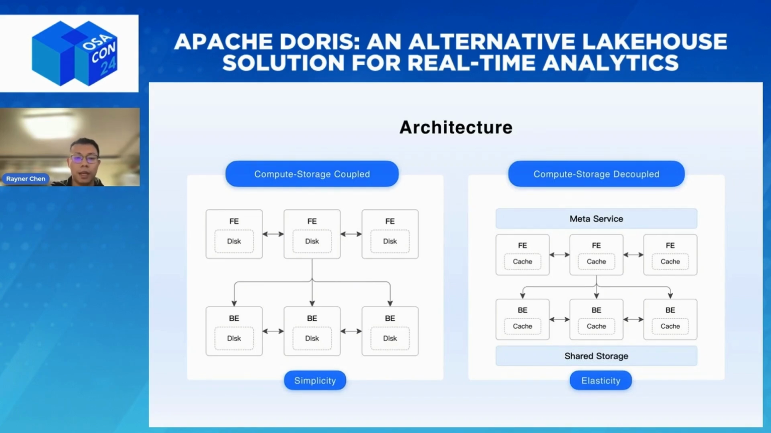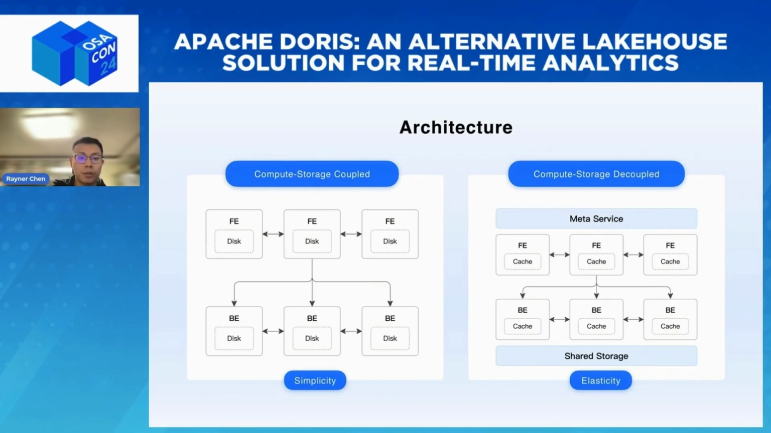Okay, here's a quick look at the Doris architecture. First, there are two main processes, the front end, or FE for short, and the back end, or BE for short. The FE handles the metadata, the cluster management, and the query planning. It is written in Java. And the BE handles the data computing and the storage. It is written in C++.